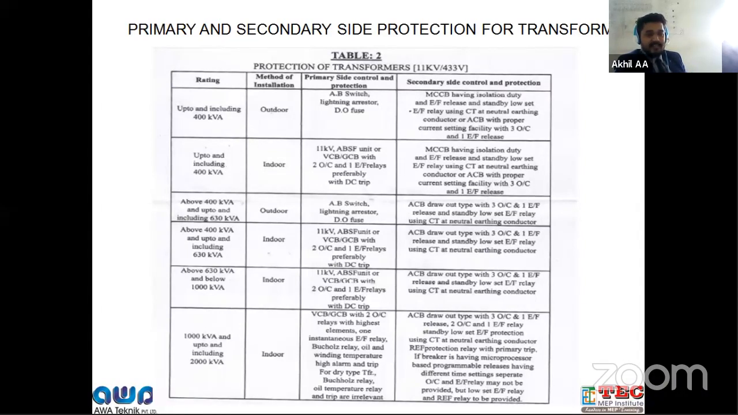This is the recommended protection for the primary side and secondary side of a transformer up to or including 400 kVA. If the transformer size is greater than 400 kVA, you have to follow the next rows, the third or fourth row. Then the type of protection changes. You have to use ACB draw-out type. You cannot use MCCB here. So these are the protections for the primary and secondary side of a transformer.